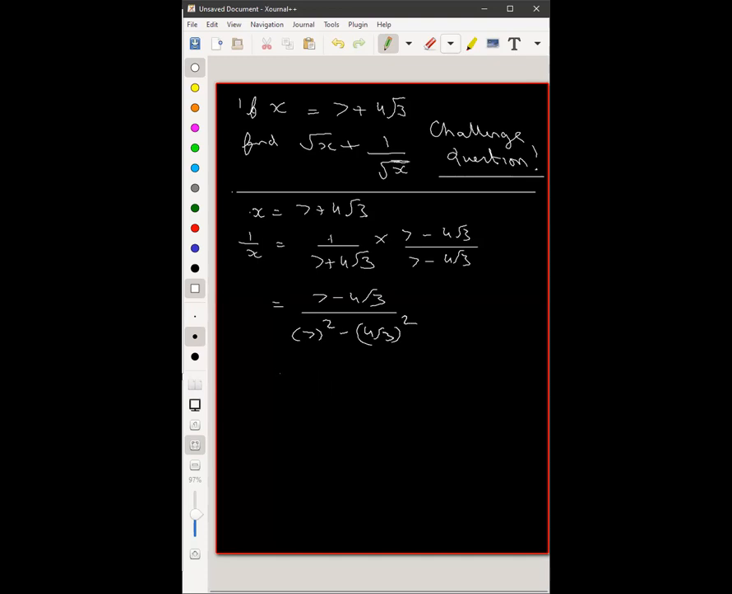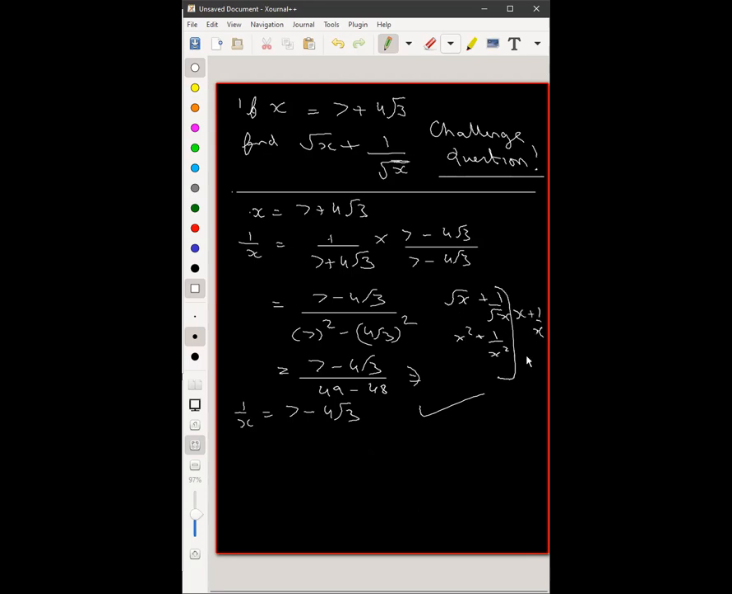7 minus 4 root 3 upon 49 minus 16 multiplied by 3. What is 16 multiplied by 3? It's 48. So what is the final answer? 1 upon x is 7 minus 4 root 3. Is everyone clear so far? See, ultimately, to find root x plus 1 upon root x, similar to what we did, x plus 1 upon x and then 1 upon x squared, for both of these we will need x plus 1 upon x, right?